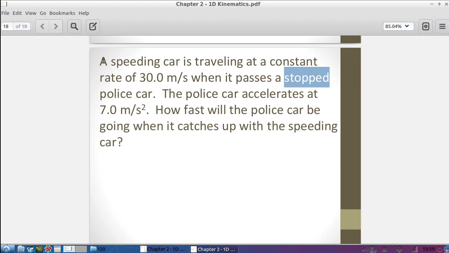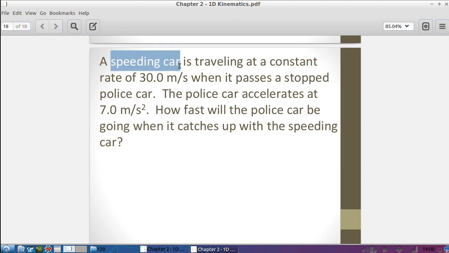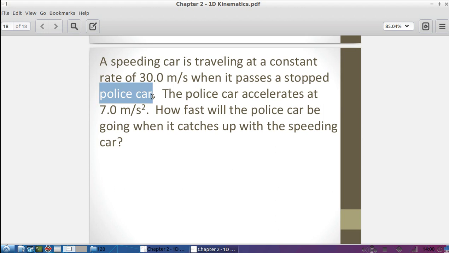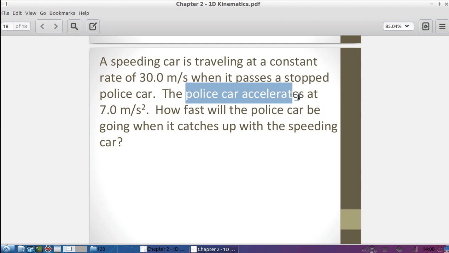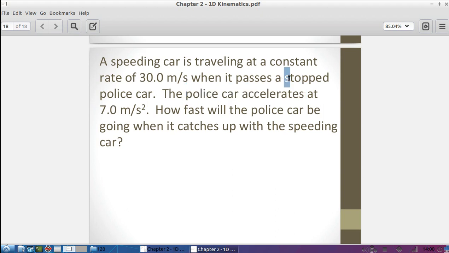So picture yourself, hopefully not speeding, but passing some point on the side of the highway. There's a state trooper sitting right there. You're passing a police car sitting at rest. This car speeding, police car comes out of the median, accelerates at 7 meters per second squared. So I know the police car is at rest, and the police car accelerates, trying to catch up to the speeder.